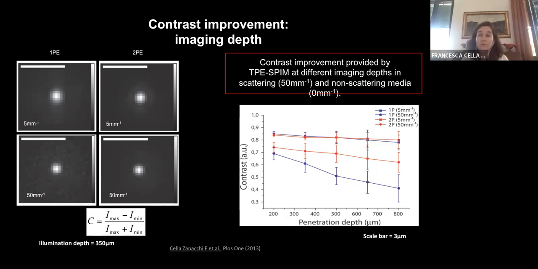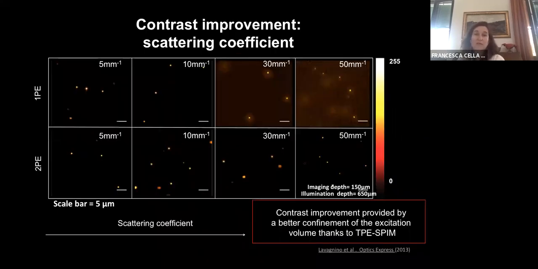But if you want to go to a thick sample, so if you want to go deep into the sample, and the sample is a scattering sample, when you calculate the contrast, you can see that the contrast is performing better, is higher, if you use two-photon excitation compared to single photon excitation. Here you can directly see the contrast decreasing. In the first line, you can see single photon excitation, in the second one, two-photon excitation, and you can see that there is an improvement in the contrast with increasing scattering coefficient of the sample.